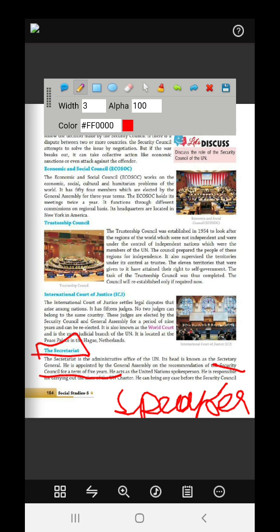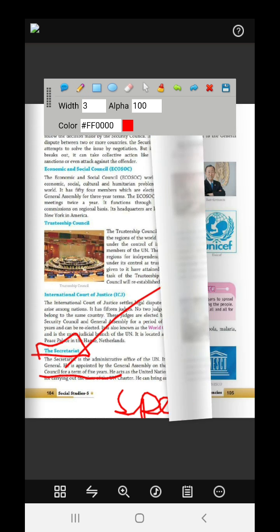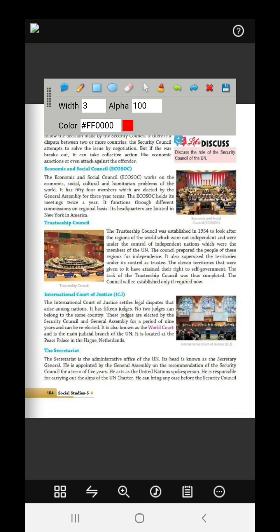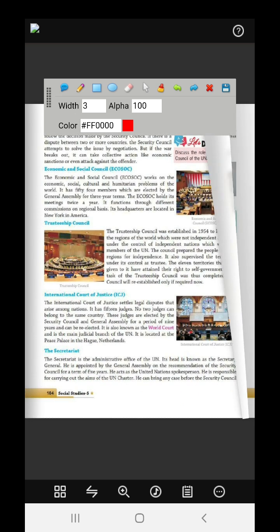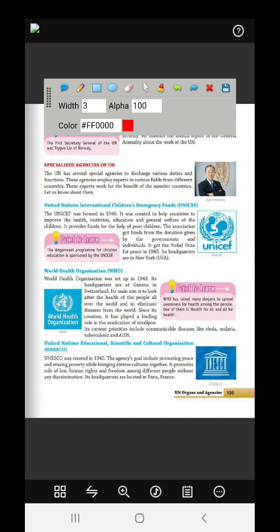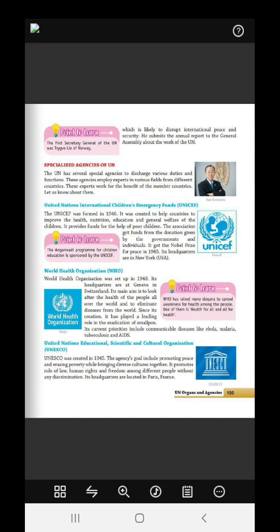He is responsible for carrying out the aims of the UN Charter. He can bring any case before the Security Council which is likely to disrupt international peace and security. He submits the annual report to the General Assembly about the work of the UN. The specialized agencies of the UN: the UN has several special agencies to discharge various duties and functions.